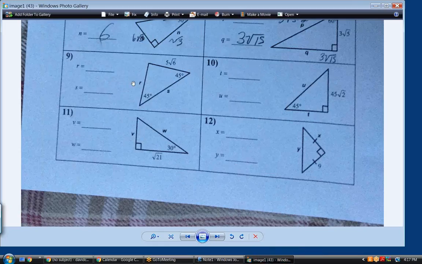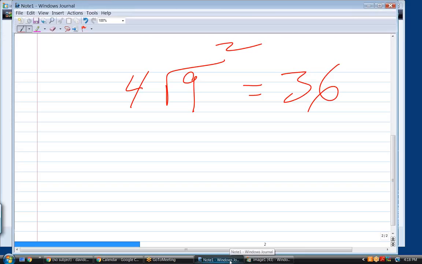What is R in number 9? It's a leg. What's its measurement? Oh, 5 square root 6. Go ahead and write that in on your paper. All right. What's S going to be? S would be 5 square root 6 times square root of 2. That's a good way to state it. I like that. 5 square root of 6 times square root of 2.